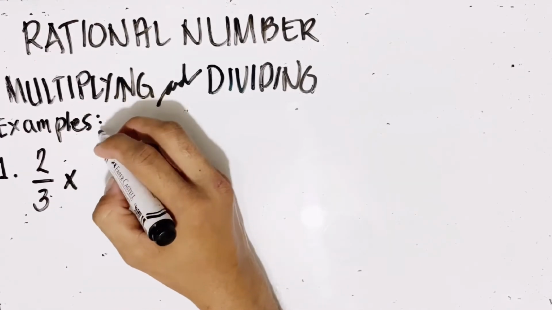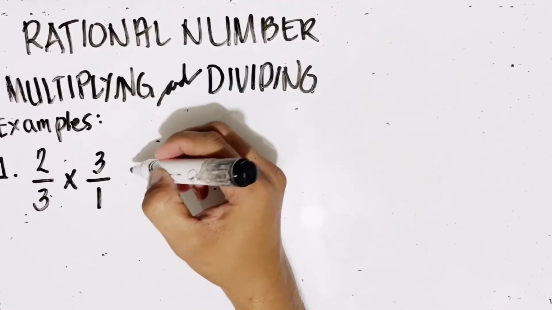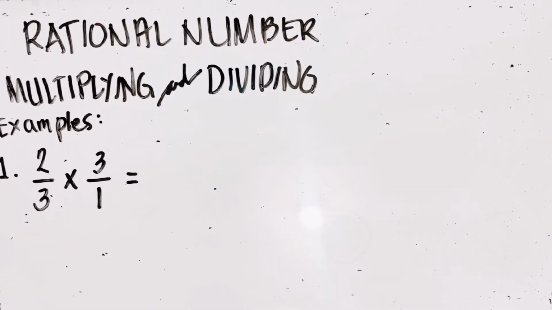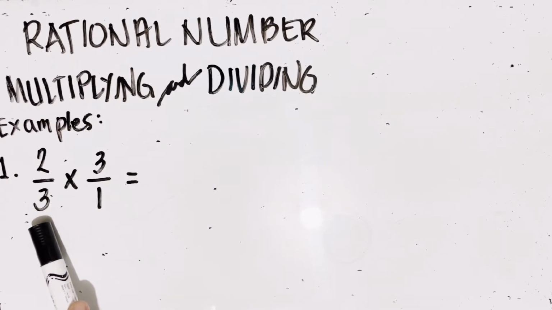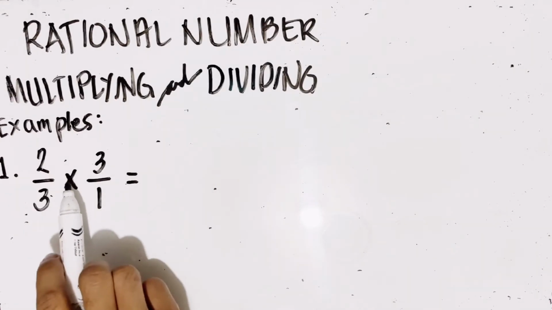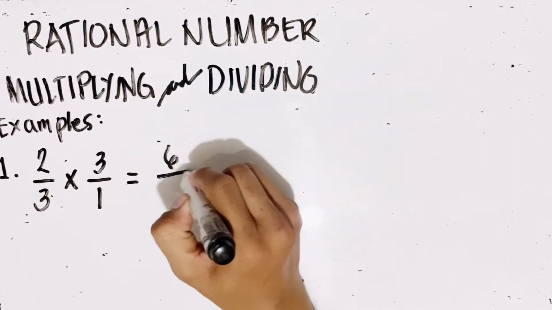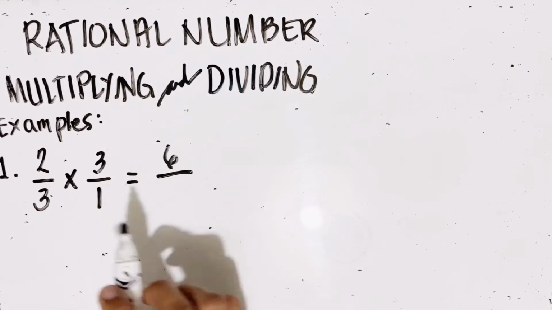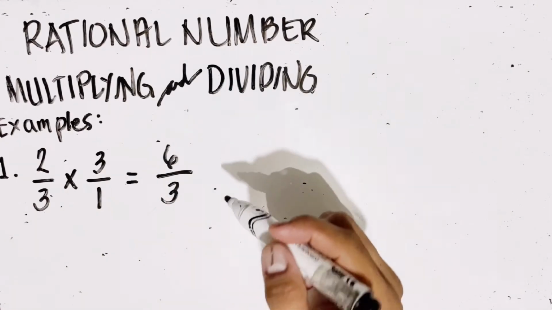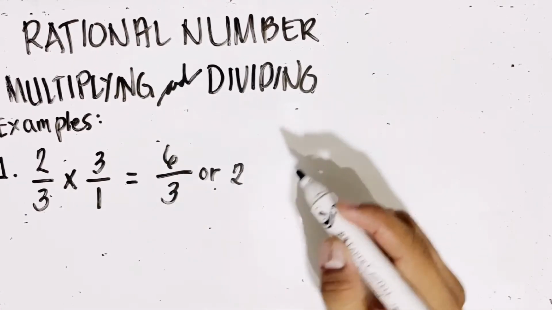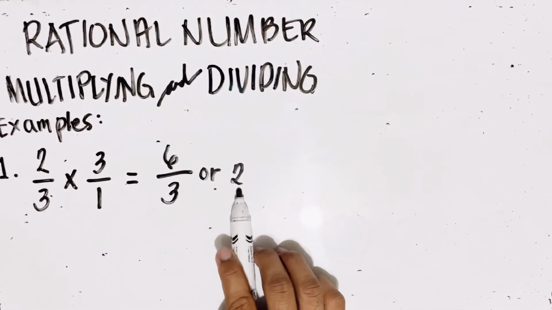Two-thirds times 3/1. So in multiplying rational numbers, multiply the numerator by the numerator, while you multiply the denominator by the denominator. So 2 times 3 is 6, while the denominator is 3 times 1, and that's equal to 3. Simplify the answer, and the result is equal to 2. 6 divided by 3 is 2.